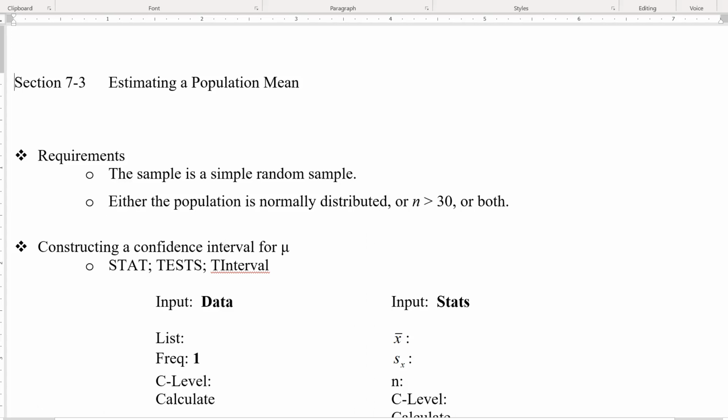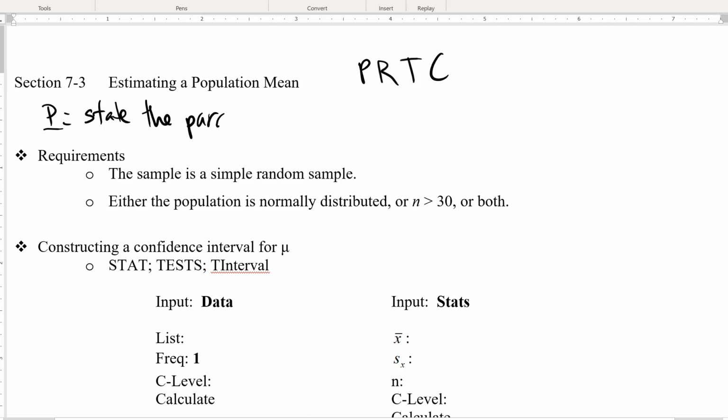So for section 7.3, we're going to be doing population means instead of proportions. But the process is still the same. I want you to make sure that you're checking P, R, T, C. So first, state the row. Specifically, this time it won't be P equals because we're already dealing with the population mean.